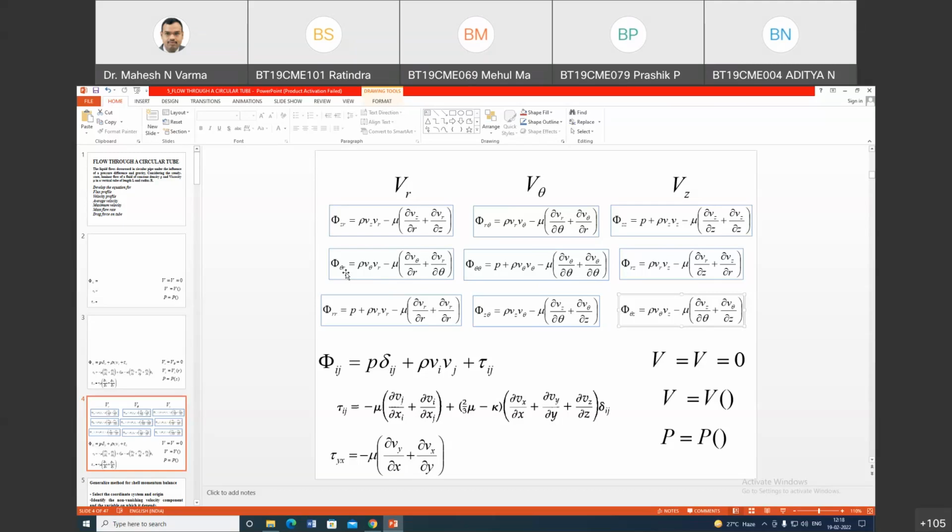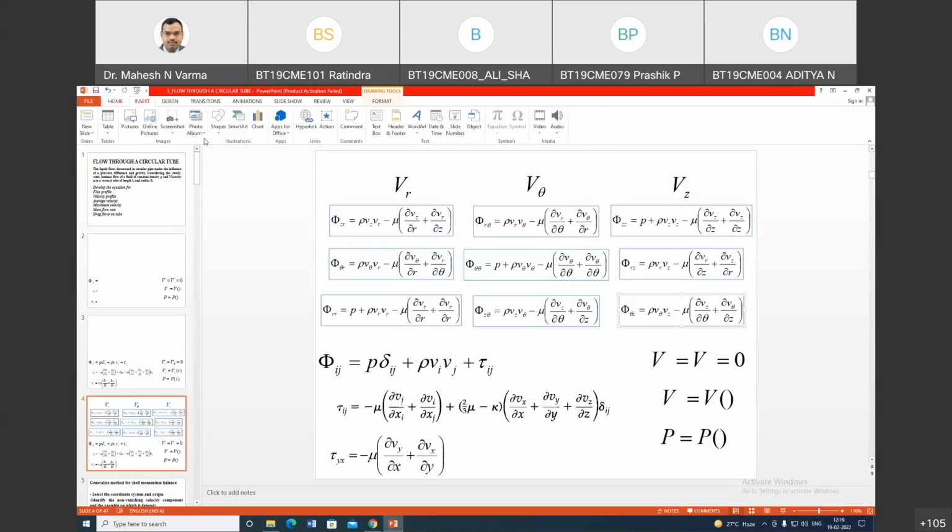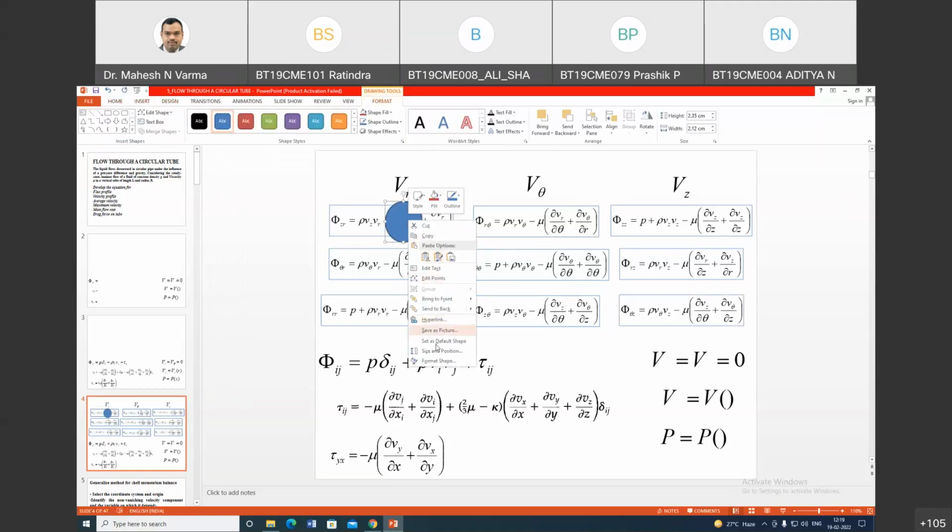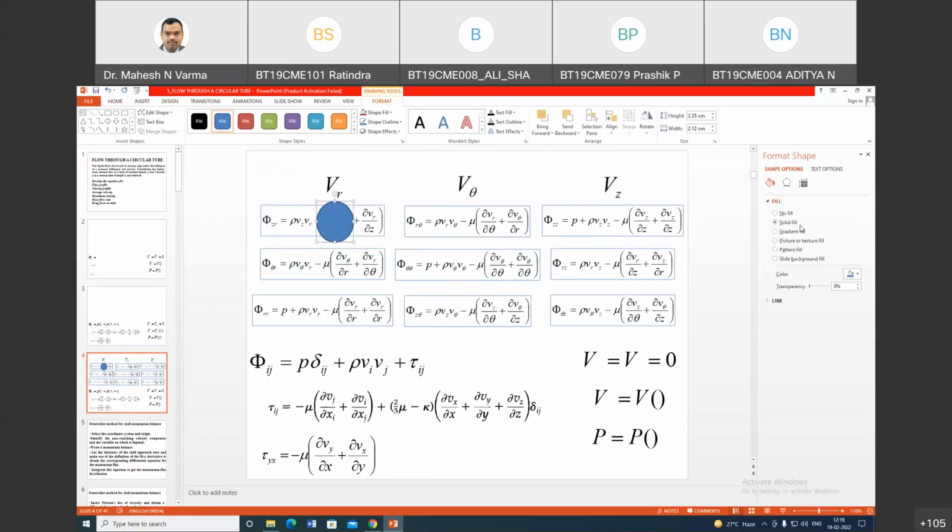Roll number 8, Ali. What is zero and non-zero here? Sir, the first term will be 0 because V theta is equal to 0, and VR is also 0. And del v theta by del R is also 0 since v theta equals 0. Okay, which is non-zero? Del vz by dr is non-zero. Yes, sir. And the other one is entirely zero.